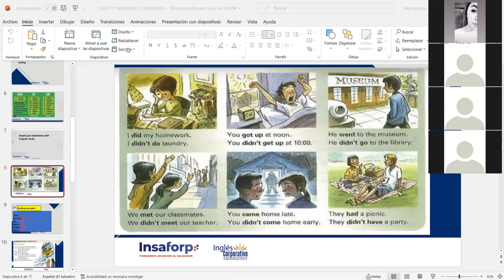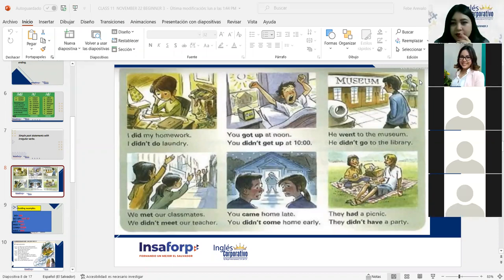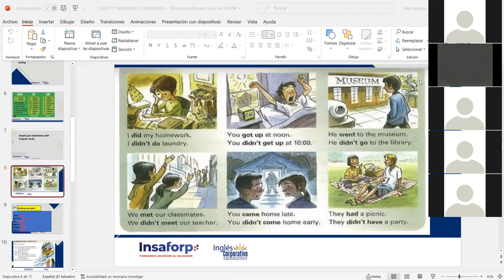Let's go with Veronica Esmeralda. You are affirmative. And let me look for you. Let me see. Felipe Rios, you are negative. Action.